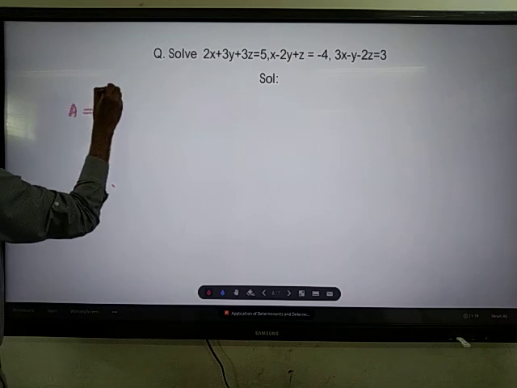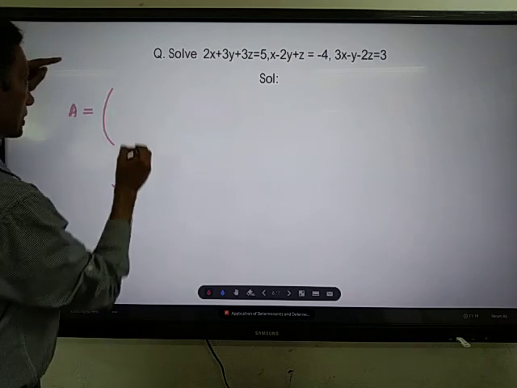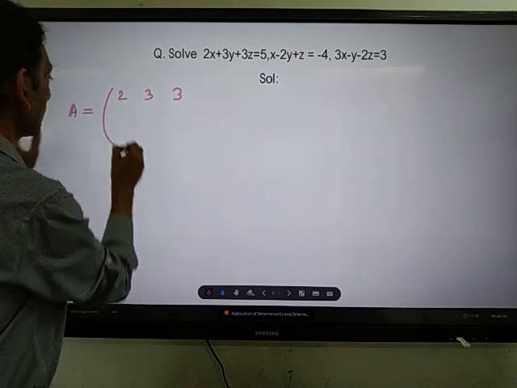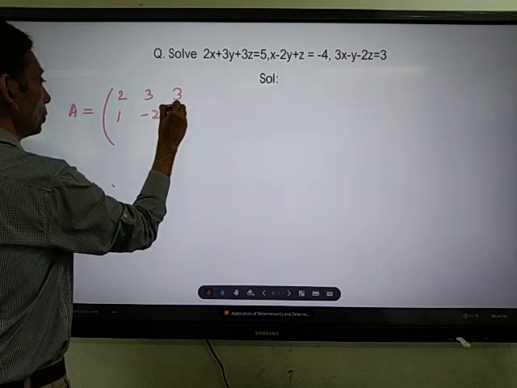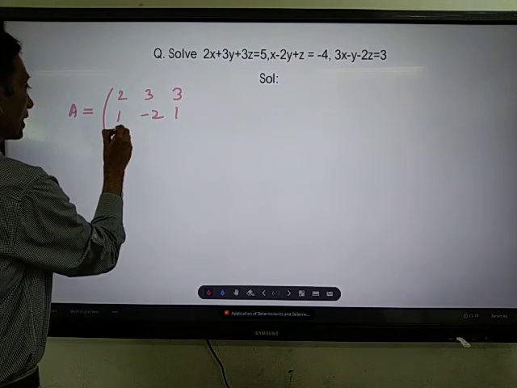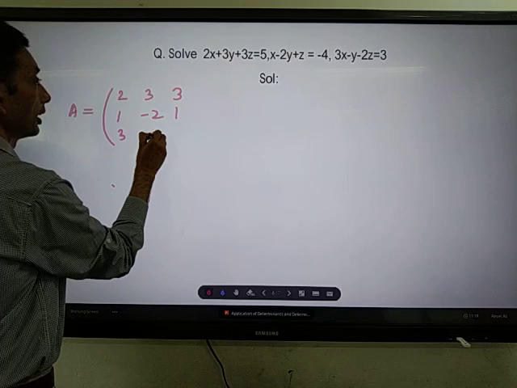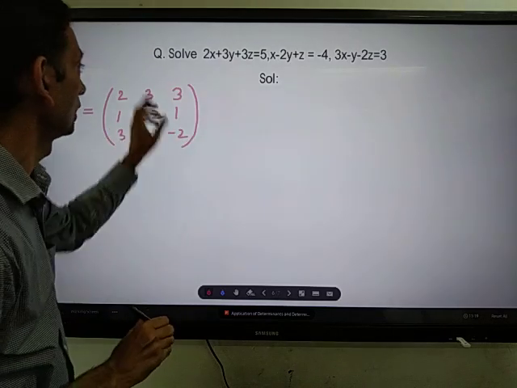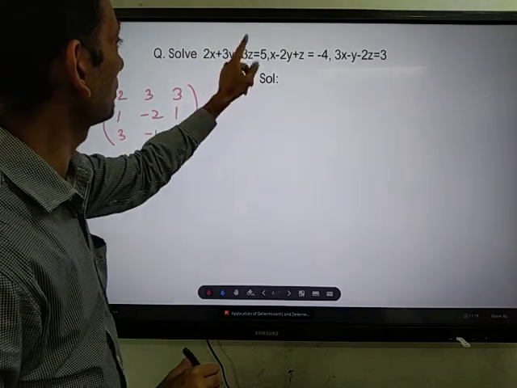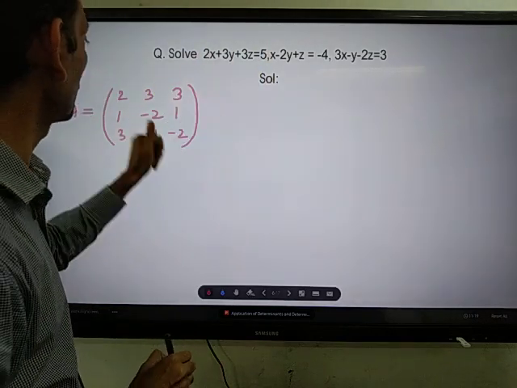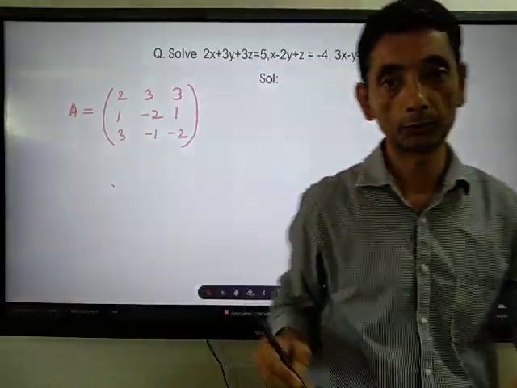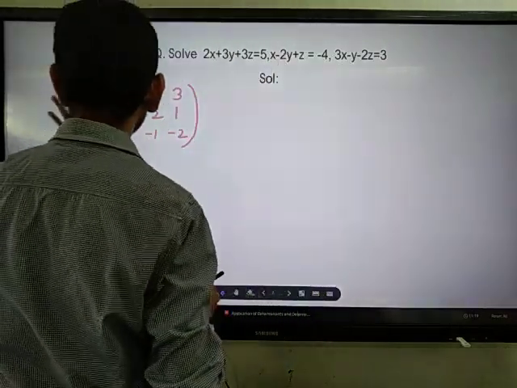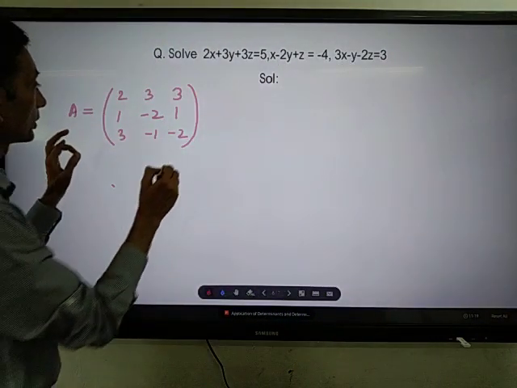So A, what is the coefficient matrix? First row: 2, 3 and 3. What is the second row? 1, minus 2, 1. Then 3, minus 1 and minus 2. Remember, the entries should always be correct. 2, 3, 3, right? 1, minus 2, 1. Then 3, minus 1, minus 2. And if you are watching this video along with me, please keep solving these questions. A is equal to this.